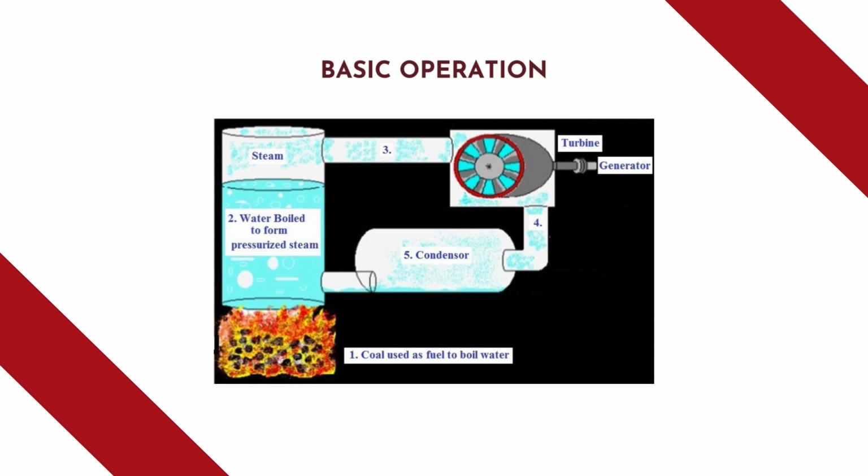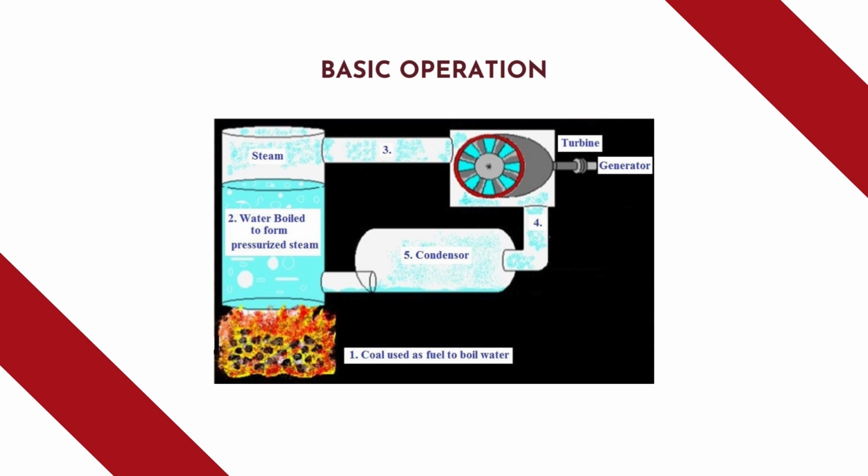Ultimately, a generator is connected with this rotor, and the generator is responsible for generating electricity for our various purposes. Fine. Then we enter the condenser. Here, after expansion, the steam is supposed to be condensed, and if it is not condensed, it is just passed through the condenser so that the steam can be converted into water, and this water is again pumped to the boiler using a pump.